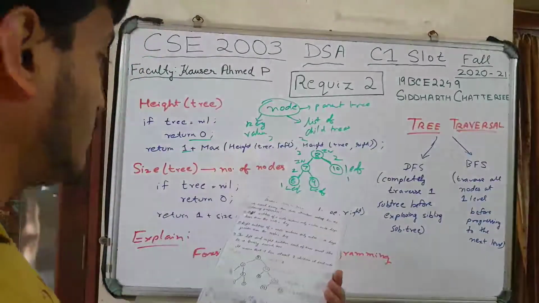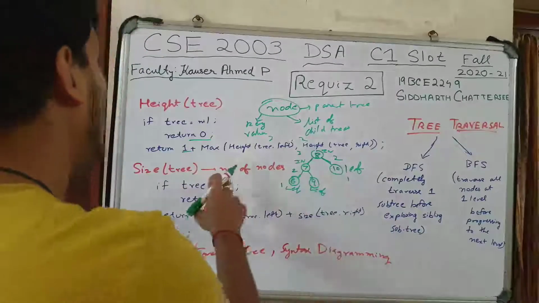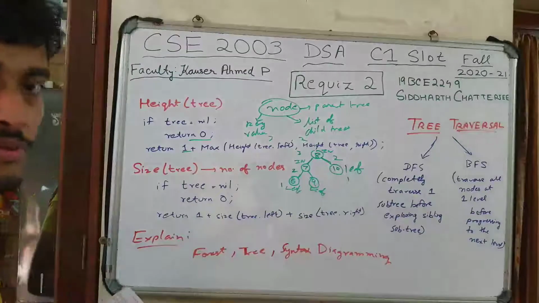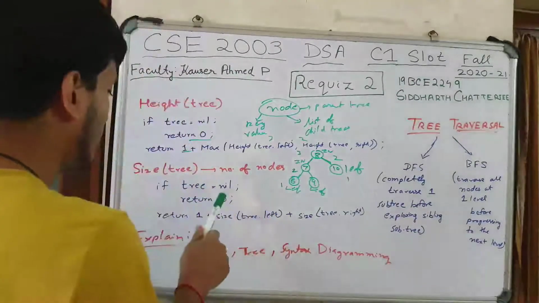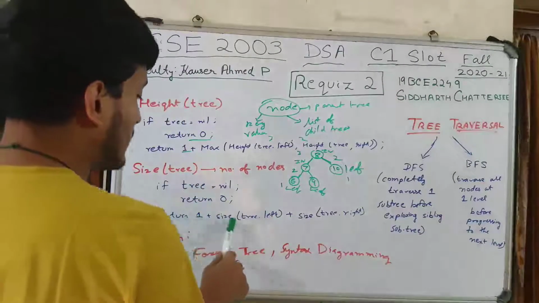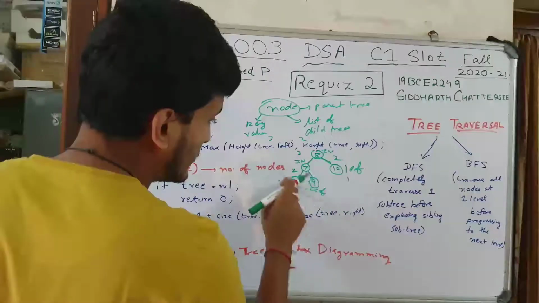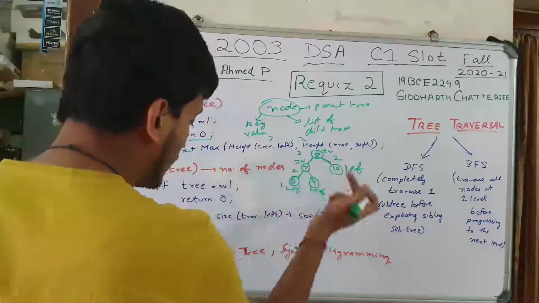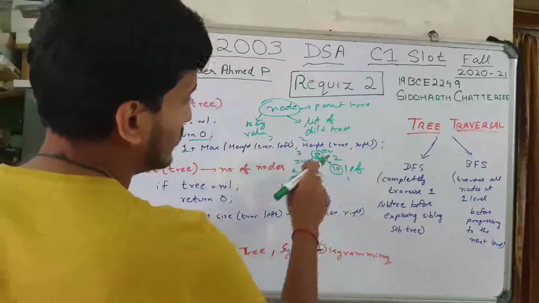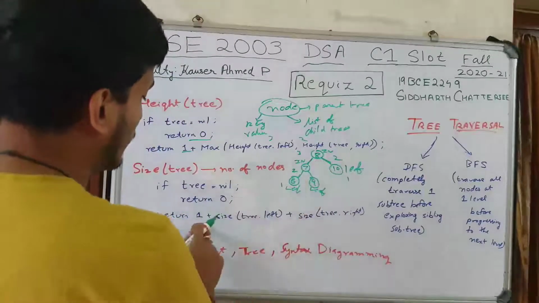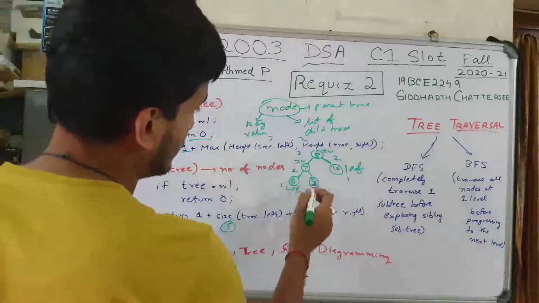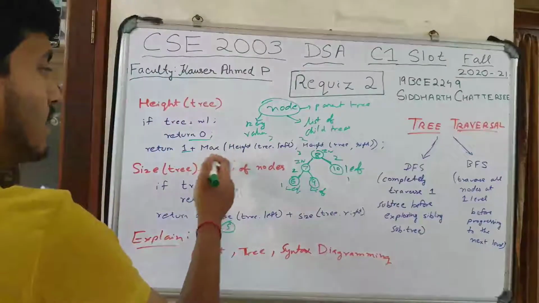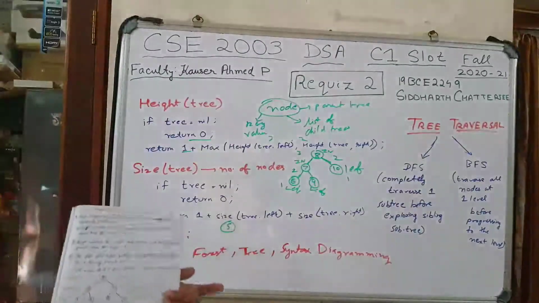And the size of the tree is the number of nodes. If the tree is nil, of course it will return 0. But if the tree has nodes, it will return 1 plus the size of tree left. In the left subtree, 1, 2, 3, there are 3 nodes, and on the right 1 node. 3 plus 1 is 4, 4 plus 1 will be 5. If we count 1, 2, 3, 4, 5, yes, it matches. So this is what the size of the tree is.